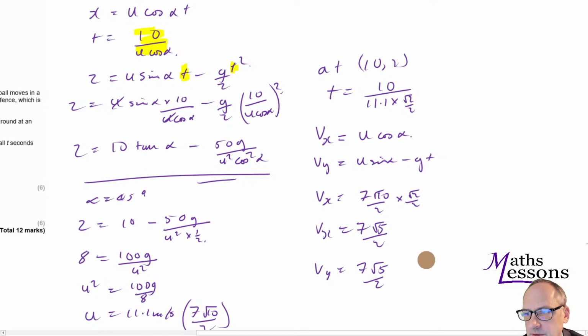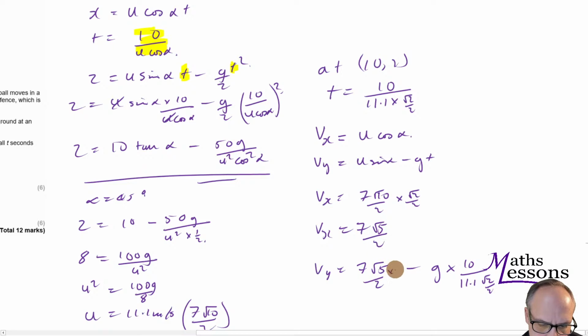We've got minus g times 10 over all the gubbins, 11.1 times root 2 over 2. T was equal to all of that, so we're going to just put that in there.